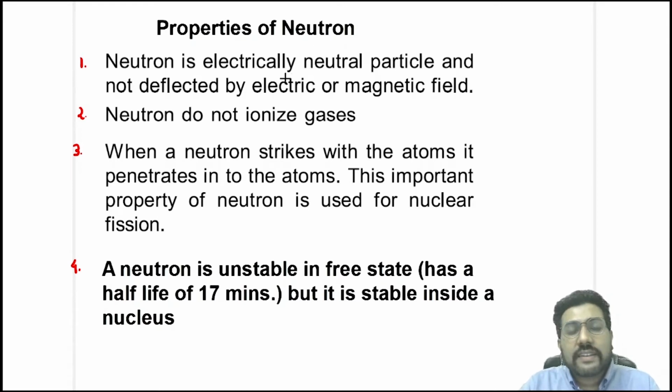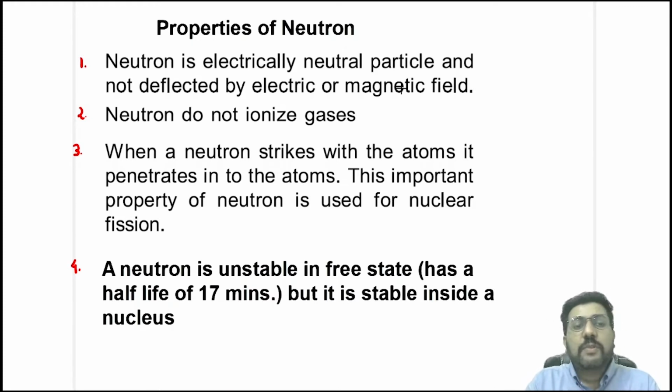Now we will discuss the properties of neutrons. Neutrons are electrically neutral particles. That means they are not deflected by electric and magnetic fields. Why? Because neutrons, being chargeless, cannot experience electric and magnetic force due to the electric field and magnetic field respectively.